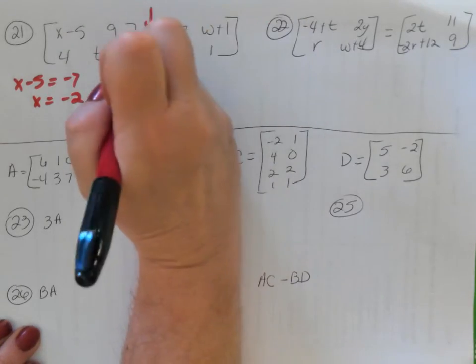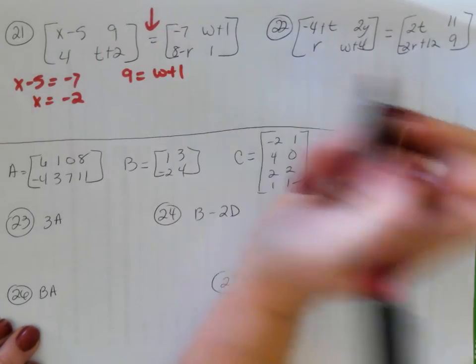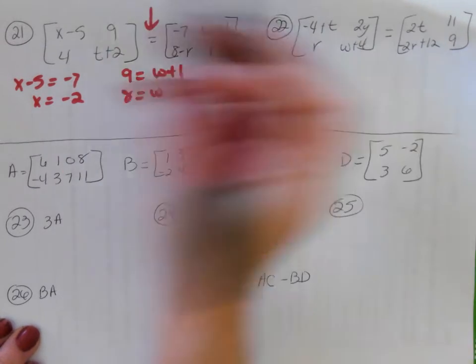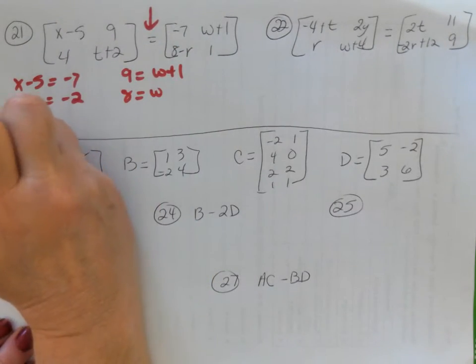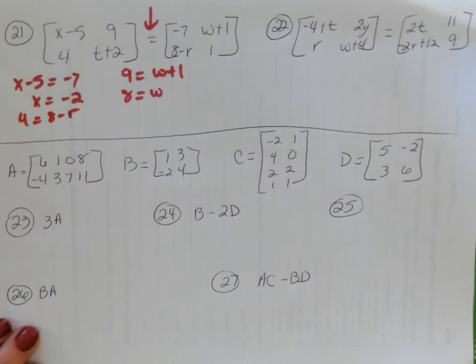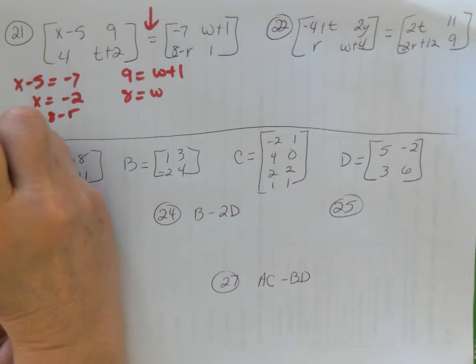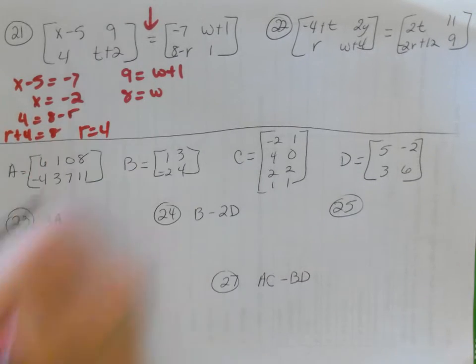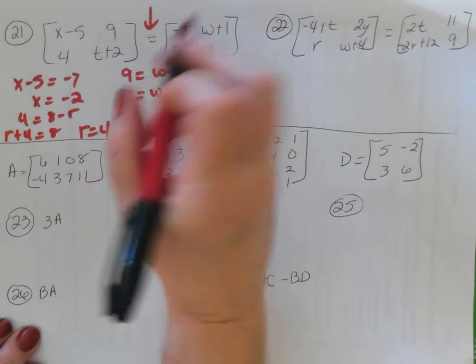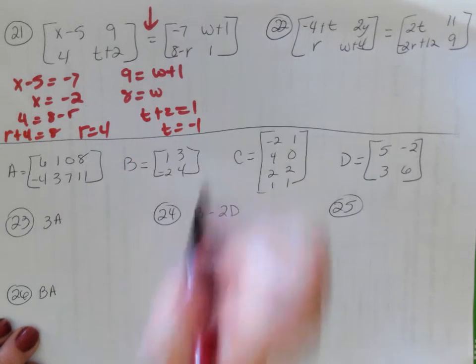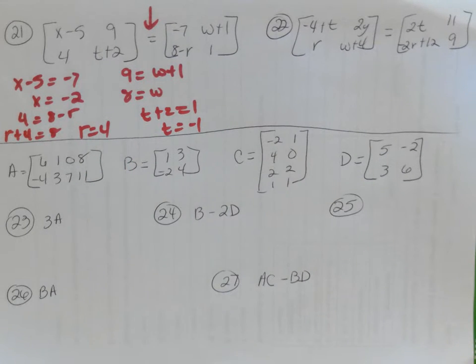We know that 9 is equal to W plus 1. Well, math tells me that W must be 8. 4 is equal to 8 minus R. So if I add the R to make it positive, R plus 4 is equal to 8. If I subtract it, I get R is equal to 4. And the last one, T plus 2 is equal to 1. T must be negative 1. Not so horrible. Just like that one, let's look at the next one.